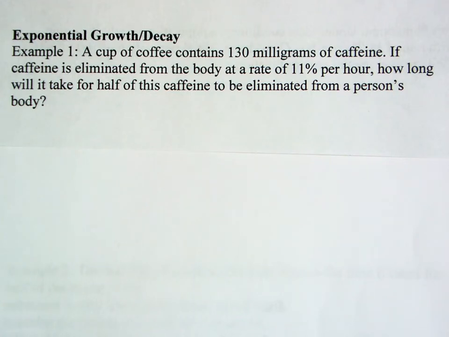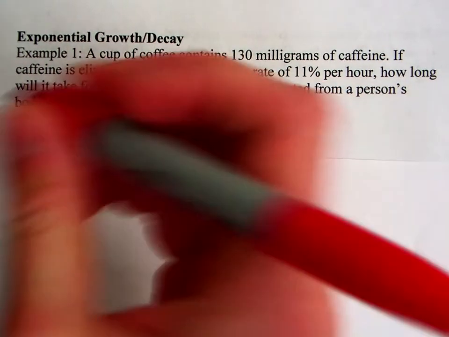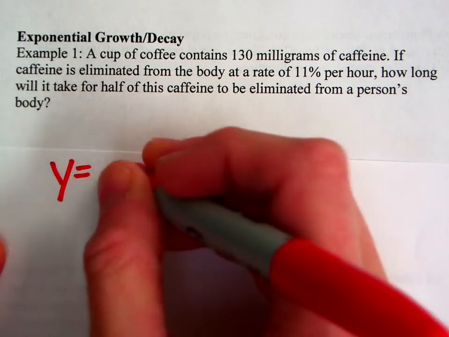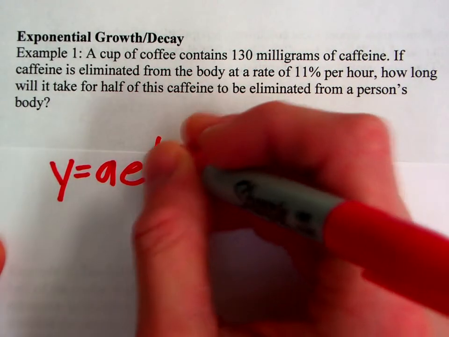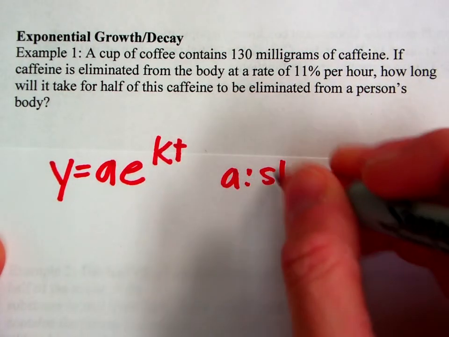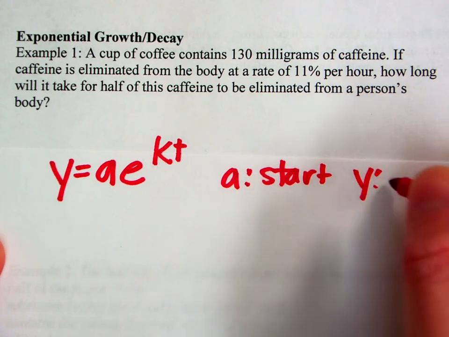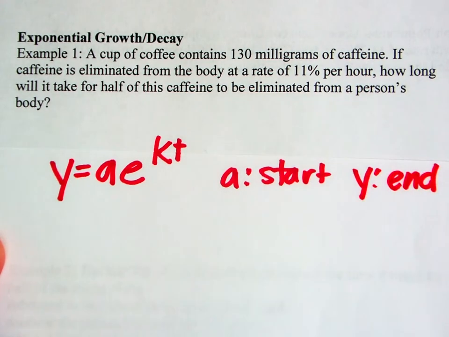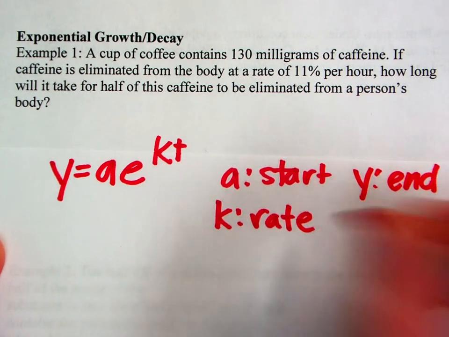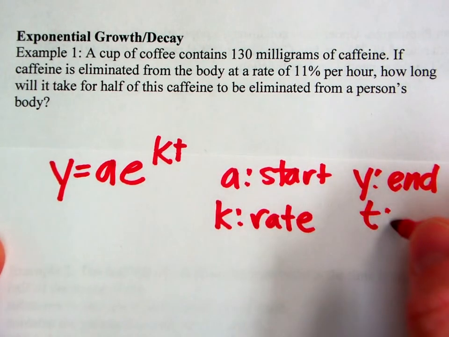Okay, this is a quick lesson on exponential growth and decay, for those of you who may have missed class on Thursday. The formula that you always want to use is y equals a e to the kt. A is your starting amount, y is your ending amount, k is your rate, and t is your time.